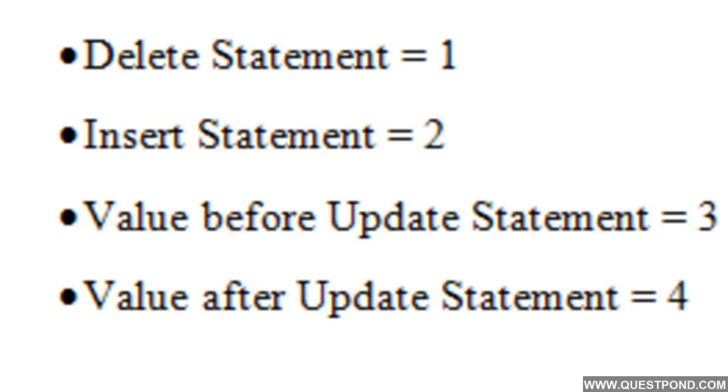Now the operation field has four possible values. The first one is delete. When an operation is a delete activity, it will be marked as 1. The second one is insert, which is marked as 2. In case it is an update, it is marked by 3 and 4 respectively. The 3 indicates that it's an old value and the 4 indicates that it is a new value. So basically 1 for delete, 2 for insert, and 3 and 4 to mark update activity.